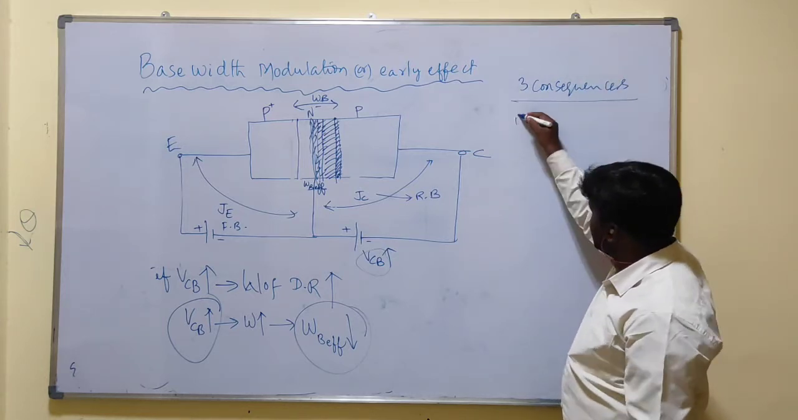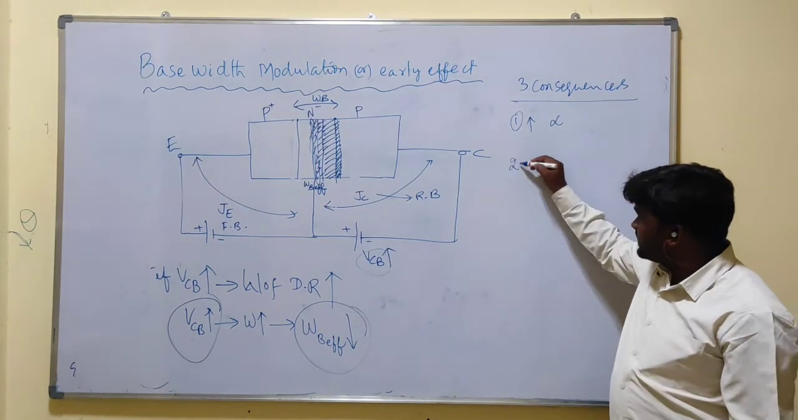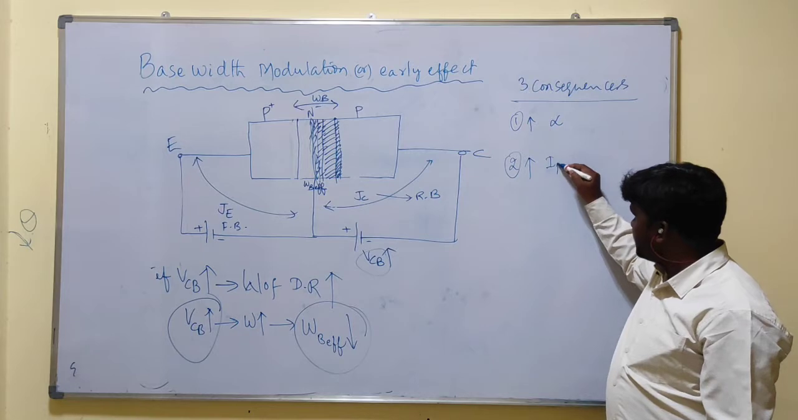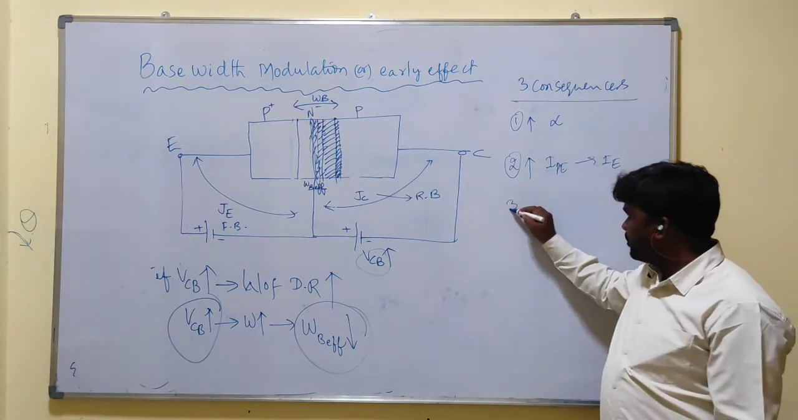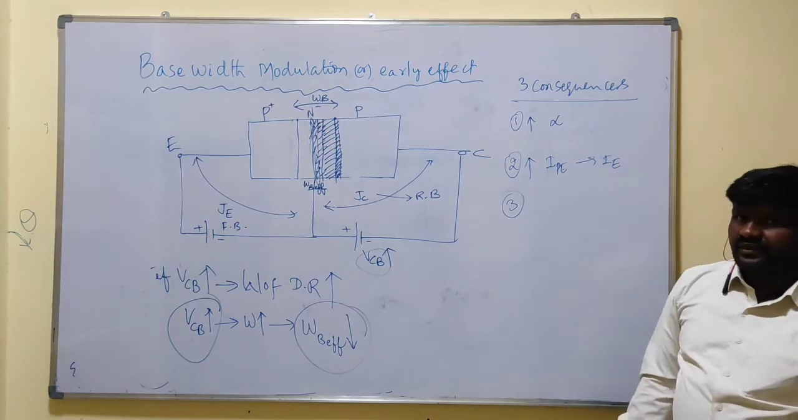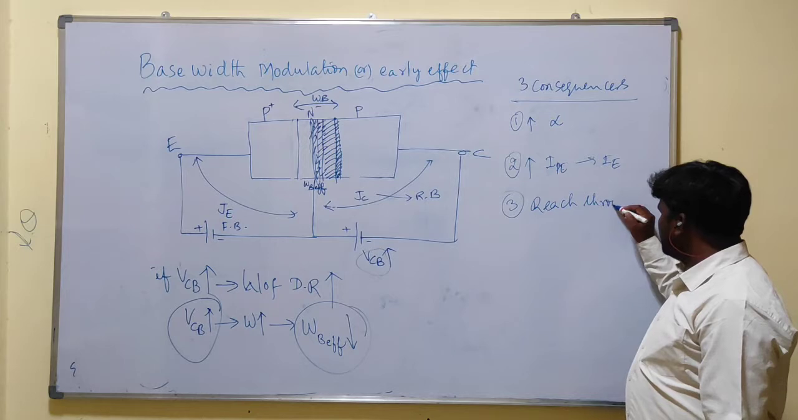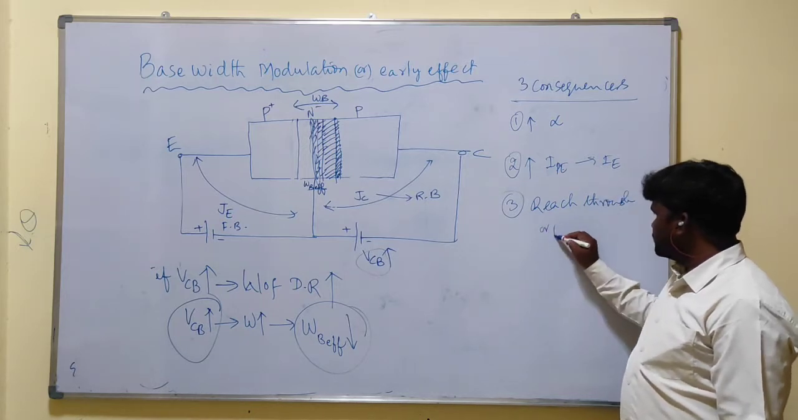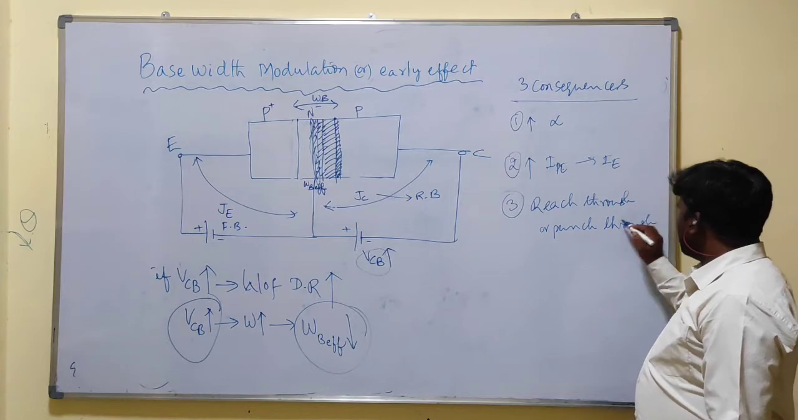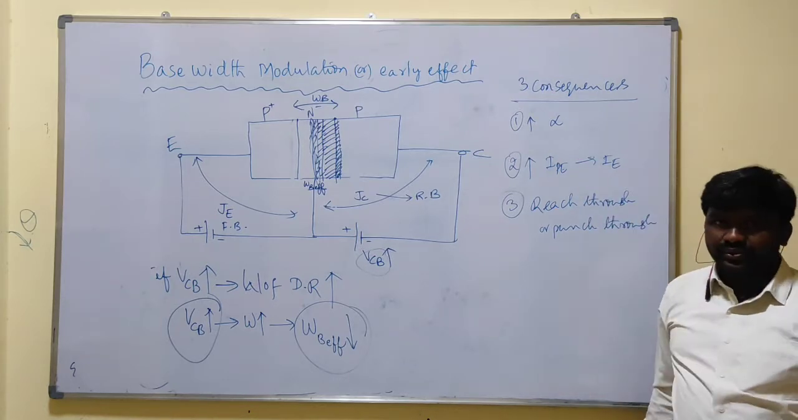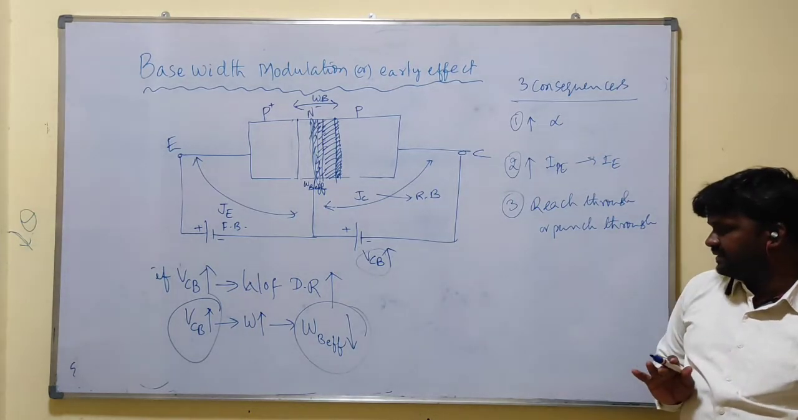First one is increase in alpha. Second one is increase in IPE, that leads to increase in current through the emitter junction. And third one is reach through or punch through. Now we will see the first one. Alpha increases due to the base width modulation or due to the early effect.